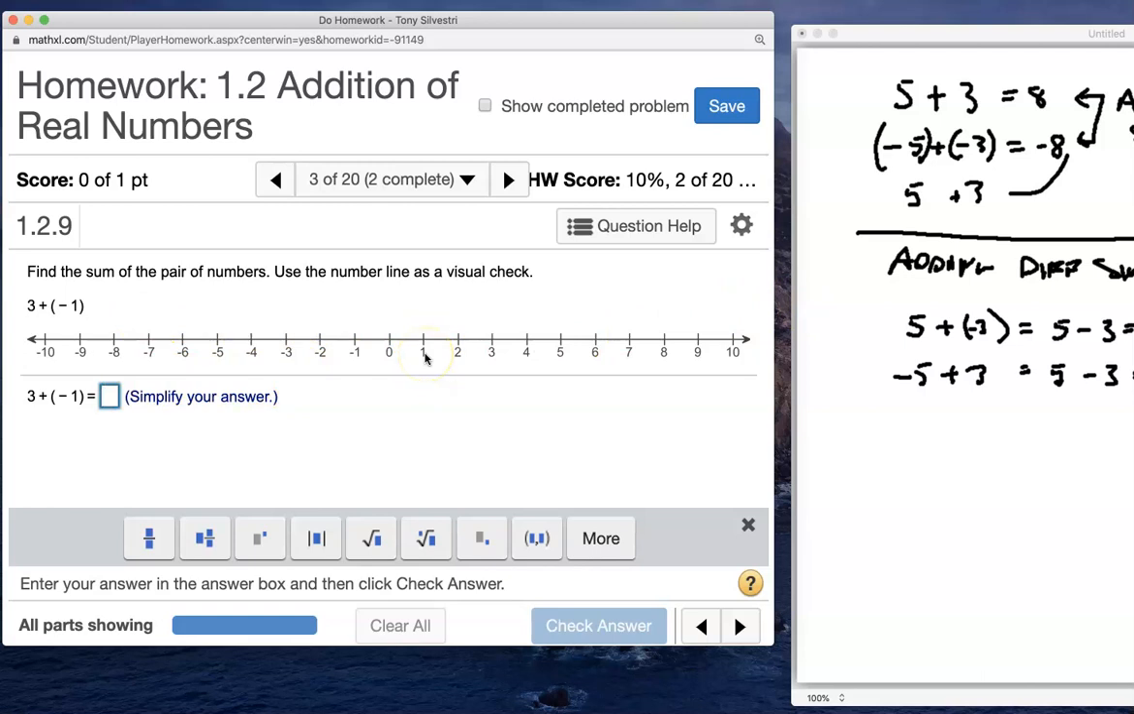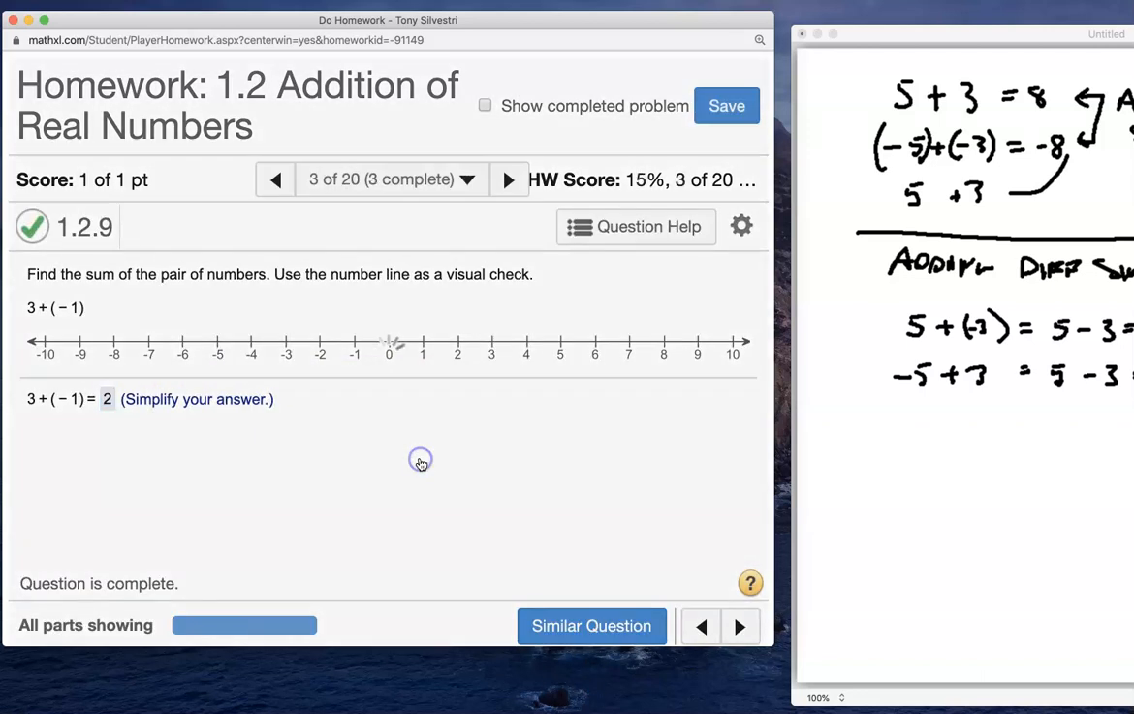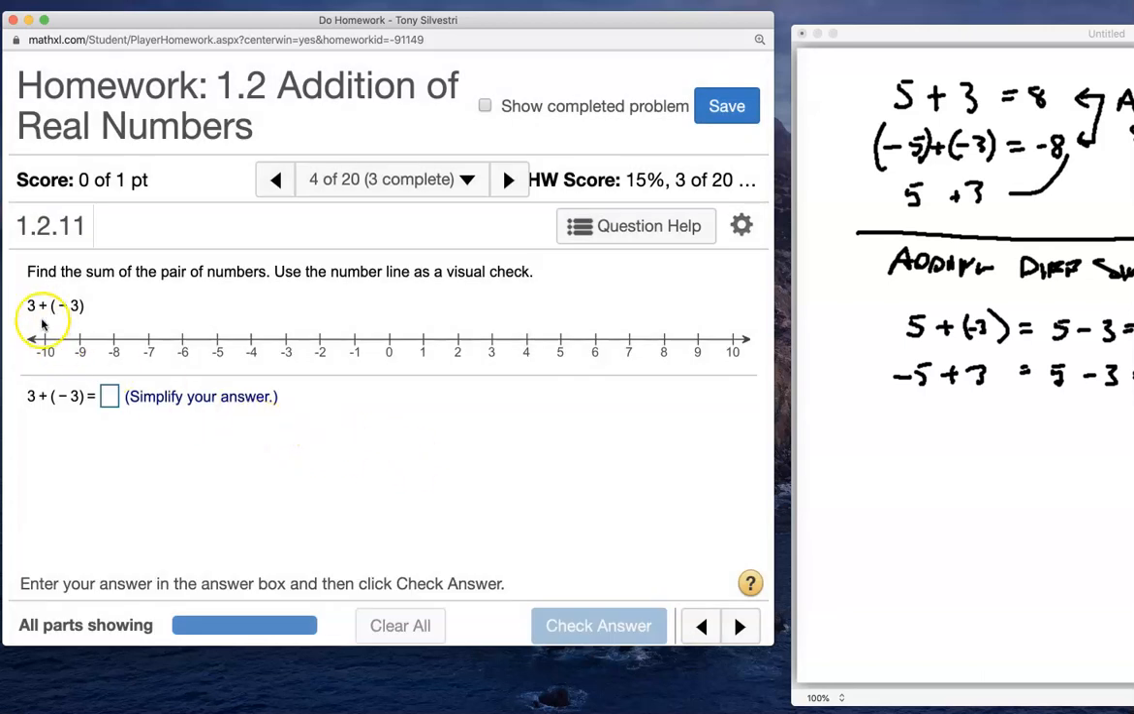Take the absolute values of the numbers, the biggest one first. Absolute value of 3 is 3. Absolute value of -1 is 1. Subtract those absolute values. That's equal to 2. Okay, then you have to make a decision. Is it positive or negative? Well, it's positive because the sign of the bigger absolute value is positive. So the answer is 2. Great job.